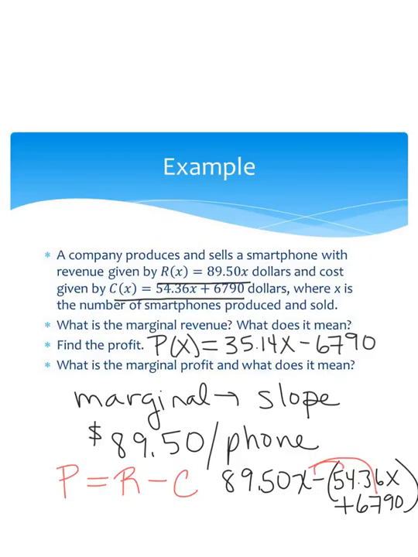So the $35.14 is our marginal profit. And that tells us how much we actually make in profit off of each phone.